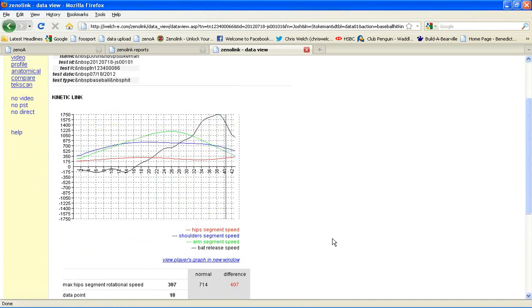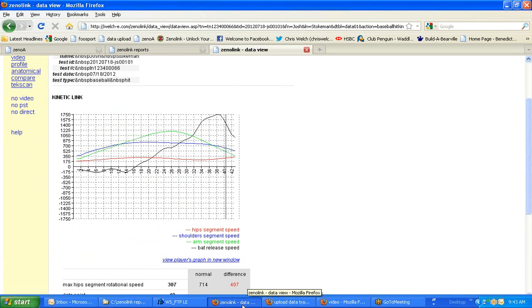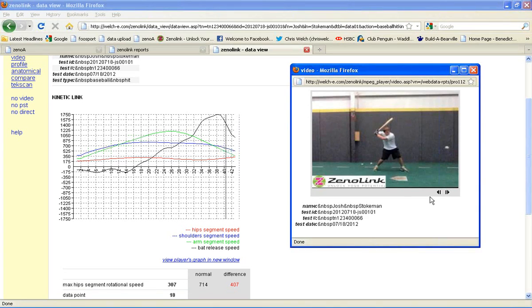When we look at the kinetic link, then we're looking at the power generation process itself, where we're looking at the rotational speed output or power process from the ground up. So we look at the rotational speed output of the pelvis, the upper torso or upper thoracic, the arms, and then as we get closer to the impact zone, we're looking at the rotational speed output of the bat as it releases from the arms and accelerates into impact. Foot contact occurring over here, contact with the ball occurring here.